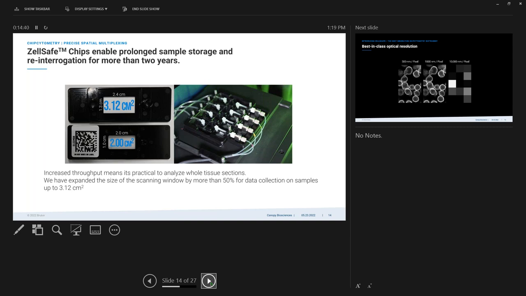So here's a photograph of the two different chips, the first generation chip on the bottom and the next generation chip on the top. You can see these dimensions that I've overlaid here. This area in the center is the area where the tissue specimen sits, and that's the area where the imaging is done. You can see we've increased this by more than 50%, so that you can scan and analyze larger tissue sections.